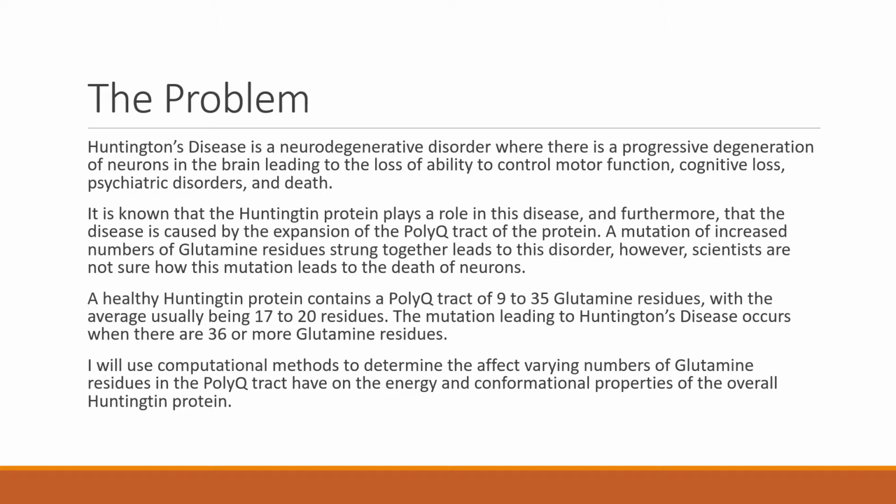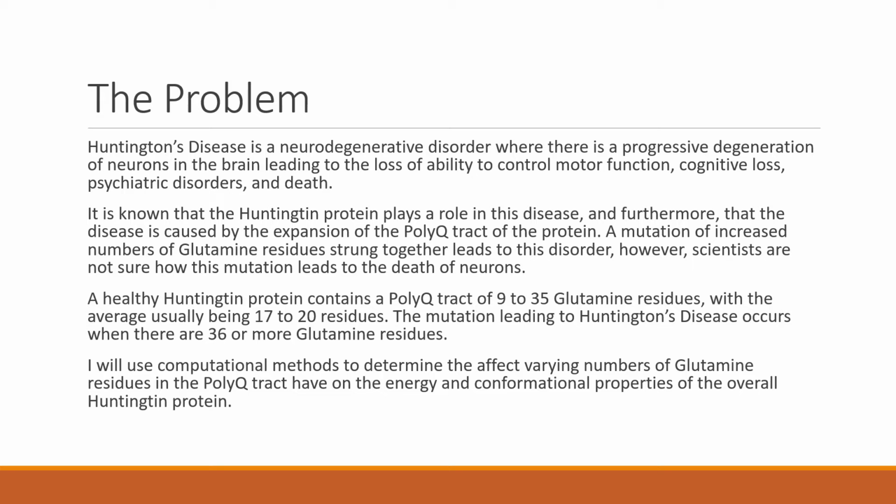For a little background, Huntington's disease is a neurodegenerative disorder where there is a progressive degeneration of neurons in the brain, usually leading to the loss of motor function control, cognitive loss, various psychiatric disorders, and eventually death. It is known that the Huntingtin protein is the cause of this disease, and more specifically, that the disease is caused by the expansion of the PolyQ or polyglutamine tract of the protein. Basically, it's a mutation of increased numbers of glutamine residues in this PolyQ tract, which leads to the disorder.